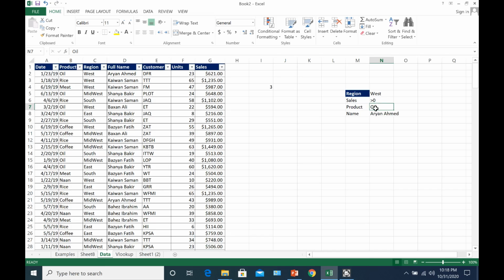Okay, this is for oil. For rice, nothing from west. If it's south, 3. Those are very simple conditions. We can just count anything, however many we have, with this one.